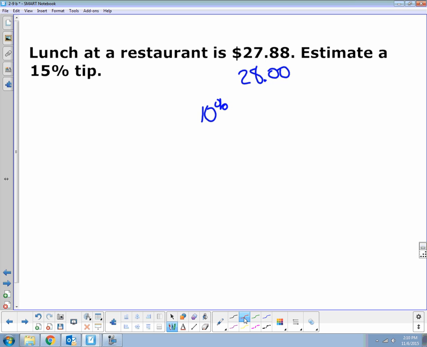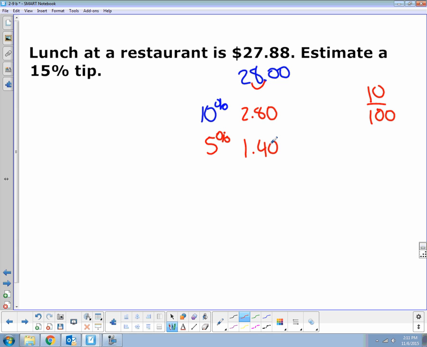10% of something is, well, if you think about 10 out of 100, we're really just getting rid of one 0. And so we're just moving that decimal place over 1. We're dividing by 10, essentially. And so $2.80, that's 10%. 10% is an easy number to find because it's just simply moving that place value over. So 10% is $2.80. Well, if 10% is $2.80, 5% is going to be half of that because 5 is half of 10. So $1.40 would be 5%.